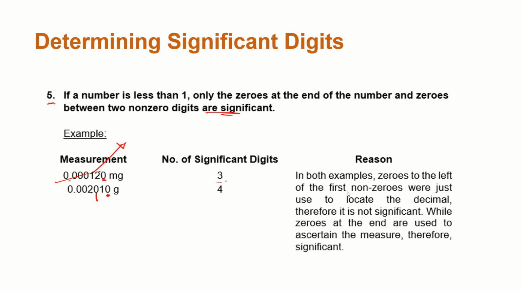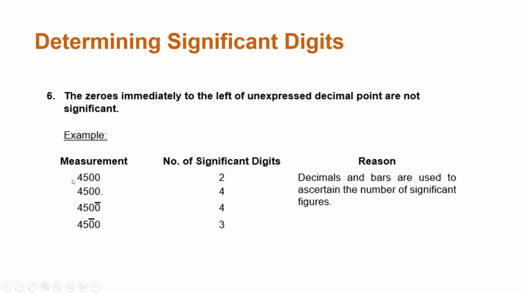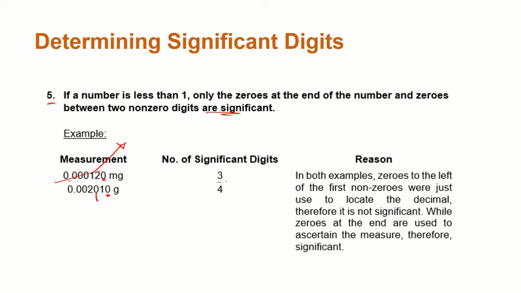Okay, so yung reason dito, in both examples, zeros to the left of the first non-zeros were just used to locate the decimal. So itong mga 0 dito sa left were just used to locate the decimal places, so the first non-zero digit. And then zeros to the right are used to ascertain the measurement. Na ito yung measure of certainty ng measurement natin. Hanggang dyan dapat yung value.